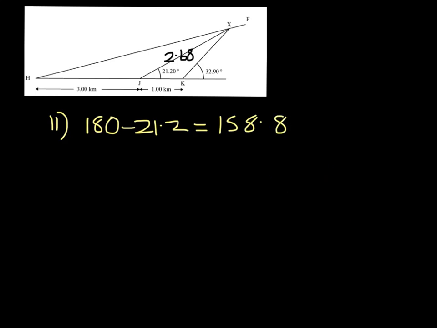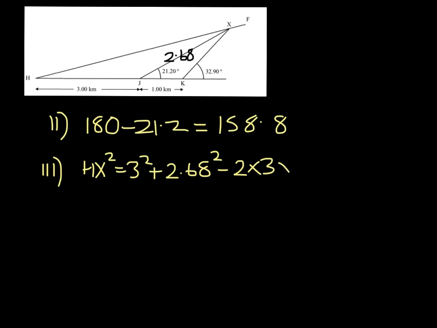Part 2, the angle HJX, well that's 180 minus 21.2, which gives us 158.8. Now I'm asked to find HX, and I'm going to use the triangle HXJ, and I'm going to use the cosine rule. And that tells me that HX squared is 3 squared plus 2.68 squared minus 2 times 3 times 2.68 cosine of 158.8.